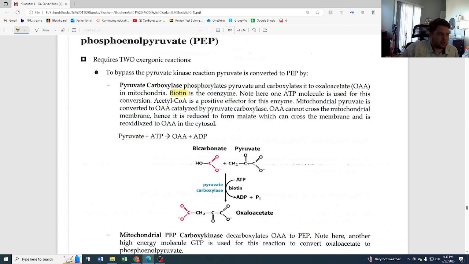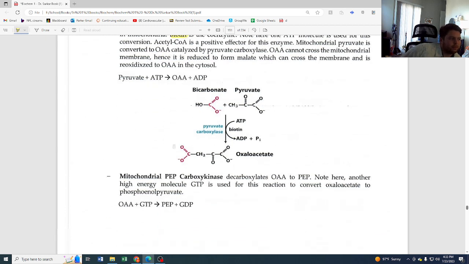Oxaloacetate cannot cross the mitochondrial membrane, hence it is reduced to form malate, which can then cross the membrane and is reoxidized to oxaloacetate in the cytosol. Remember talking about that malate shuttle earlier, a couple chapters ago? Similar to that, it gets reduced to malate, which can then cross and then gets reoxidized to oxaloacetate.